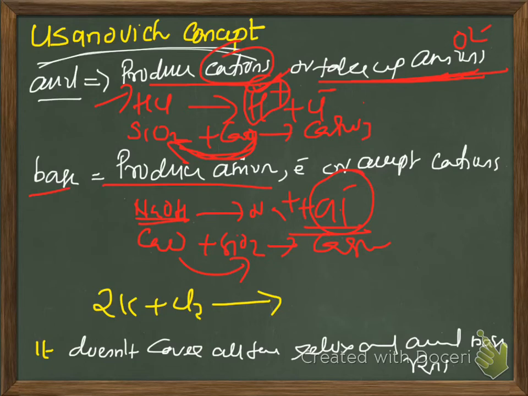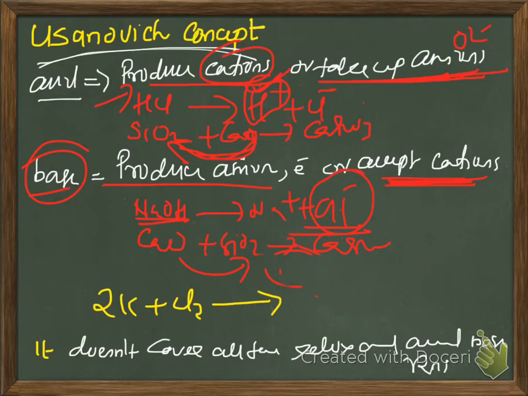In the same way, NH3 plus H plus gives NH4 plus. Here NH3 accepts a cation. Accepting a cation means base. Then ammonia is a base.